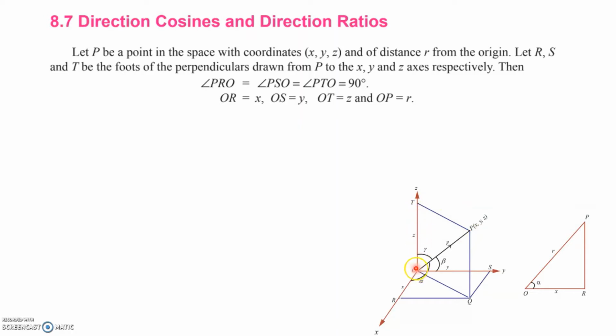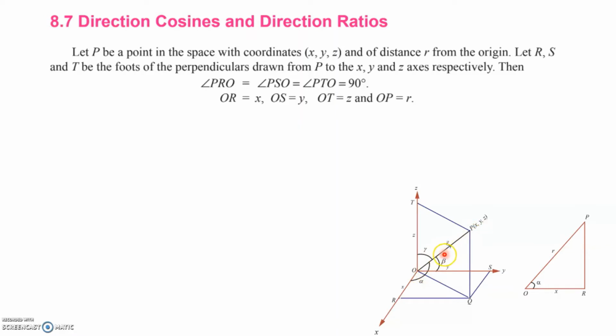So that means your angle PRO will be 90 degrees, PSO will be 90 degrees, and your angle PTO will be 90 degrees. And the length OR is defined as x, the coordinates, and the length OS will be y, and the length OT will be z. And we know that the length OP is given by r.